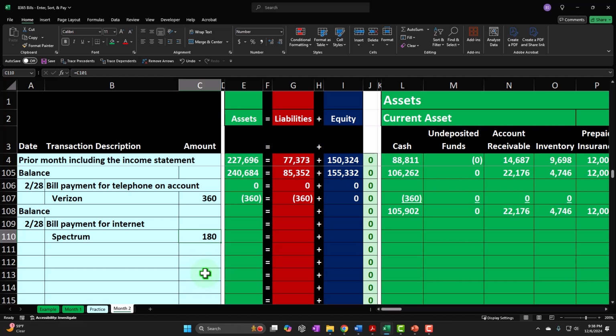So now we're going to write a check, but in the system it'll be a special check, which is a bill payment form, which tells us not only the checking account's going down, but the other side is going to the AP, accounts payable. So it's going to be a negative 180 to the cash.